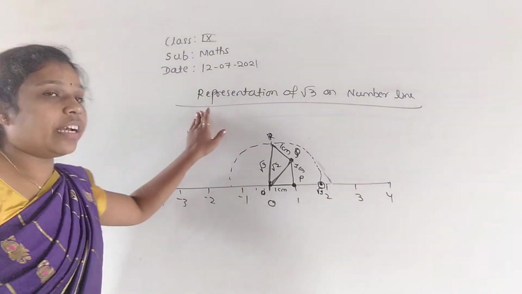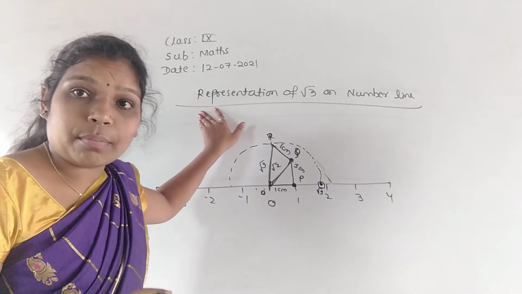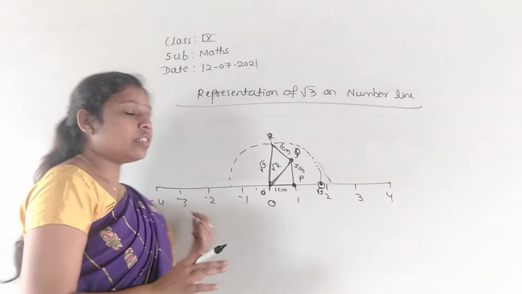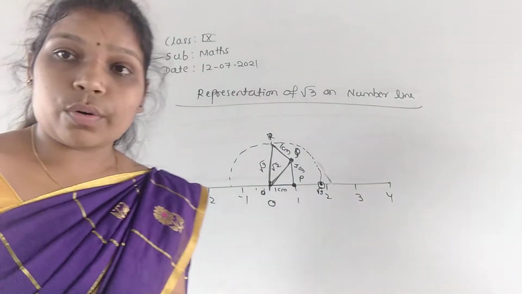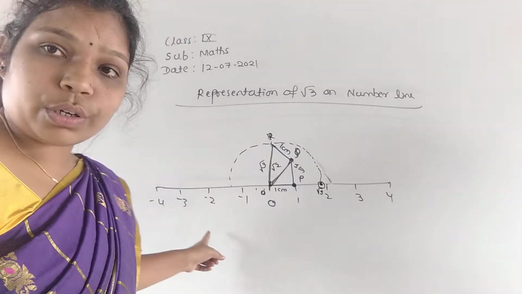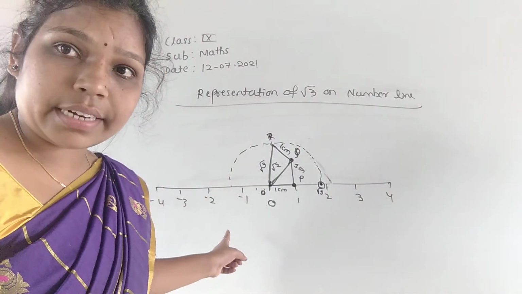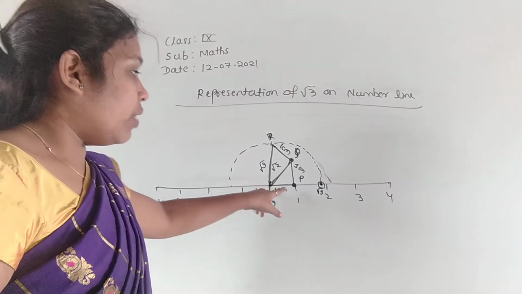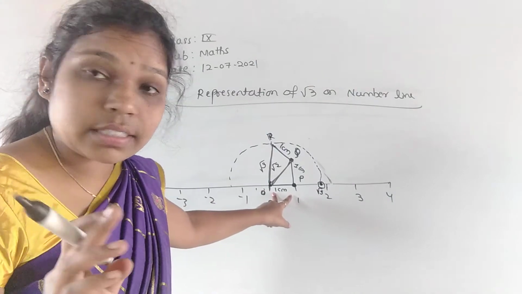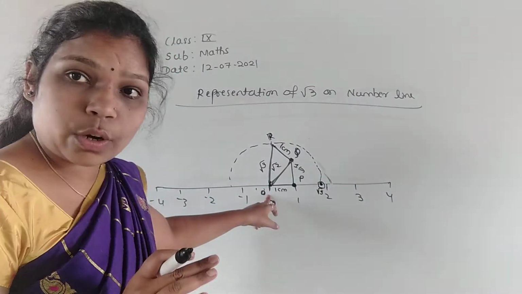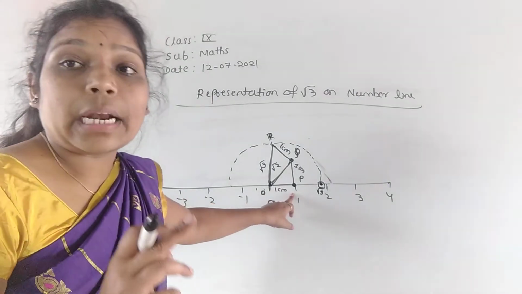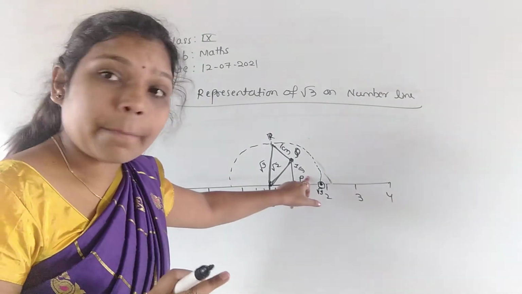Whenever we are representing irrational numbers on a number line, we have to first consider one number line. Observe properly, everyone. Using that number line, first take a 1 centimeter distance from the center point, that will be the 0, right? So from 0 take a 1 centimeter distance here. That point I am representing as P.